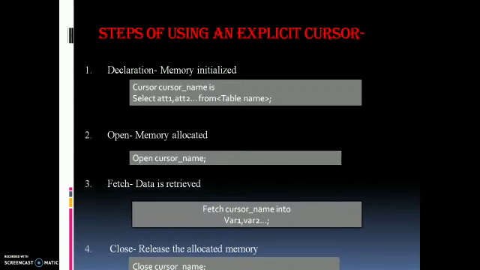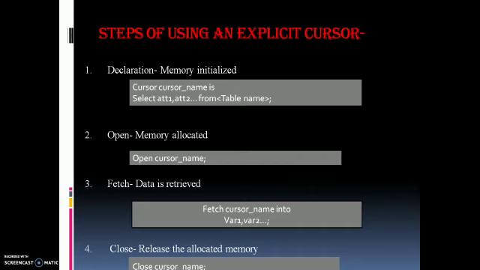Then we see steps of using an explicit cursor. There are 4 steps used for an explicit cursor. First, declaration. Second, open. Third, fetch. And last, fourth is close. Now see the details. First step is declaration. In this step, memory is initialized for the cursor. Declaration is done in the declaration section. Note that only the first step is done in the declaration section. The next 3 steps are done in the execution section.